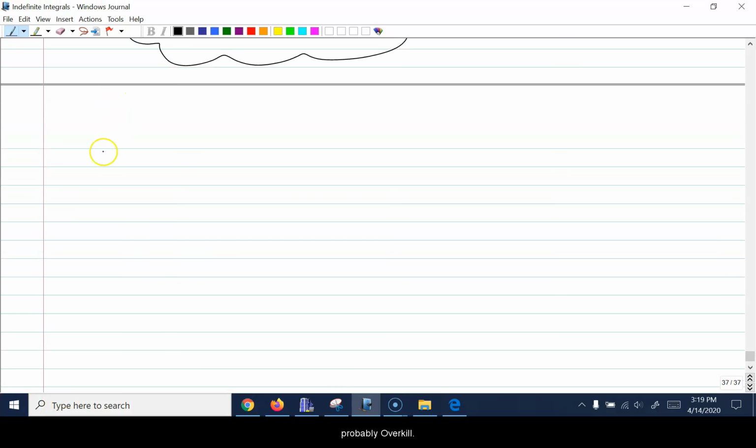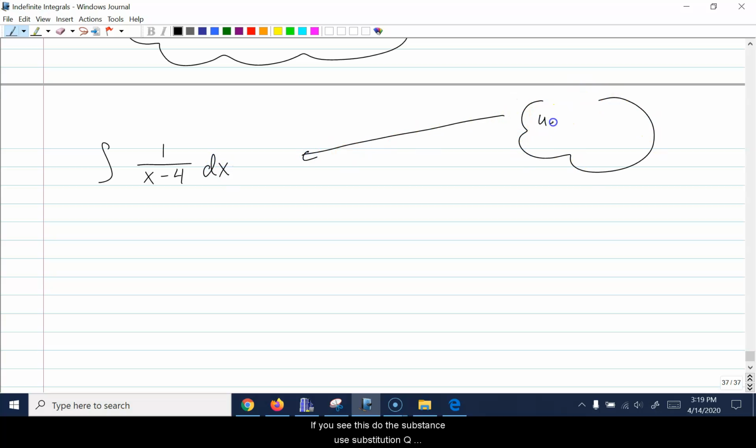A couple more examples of integration by parts. Here's an example where it's probably overkill. Let's do the integral of 1 over x minus 4. Hey, if you see this, do the u substitution, u equals x minus 4. That's a real simple thing to do. But let's try it out by parts.